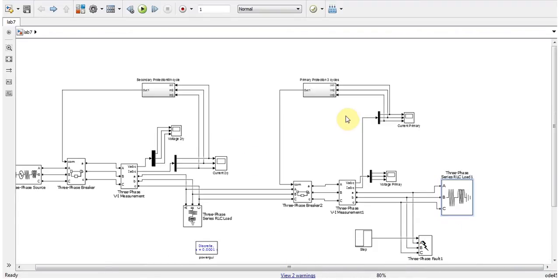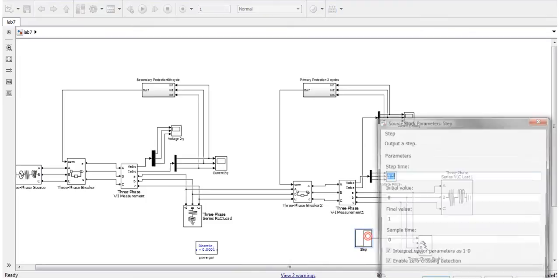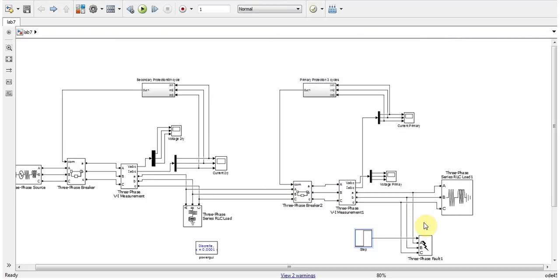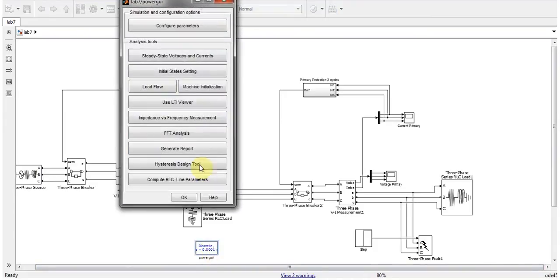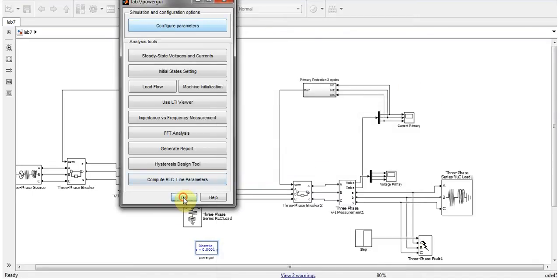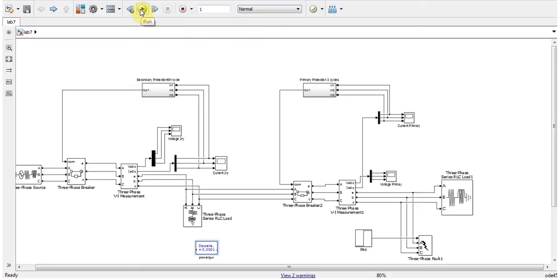Now zoom out. I'm giving the fault at 0.5 seconds. So there will be no value from 0 to 0.5, and then at 0.5 there will be a step function of value 1. Now run the simulation, then I will get into these two relay circuits and how they work. I have a powergui, and the configuration parameters are discrete, with sample time 10e-4. So now run the simulation.